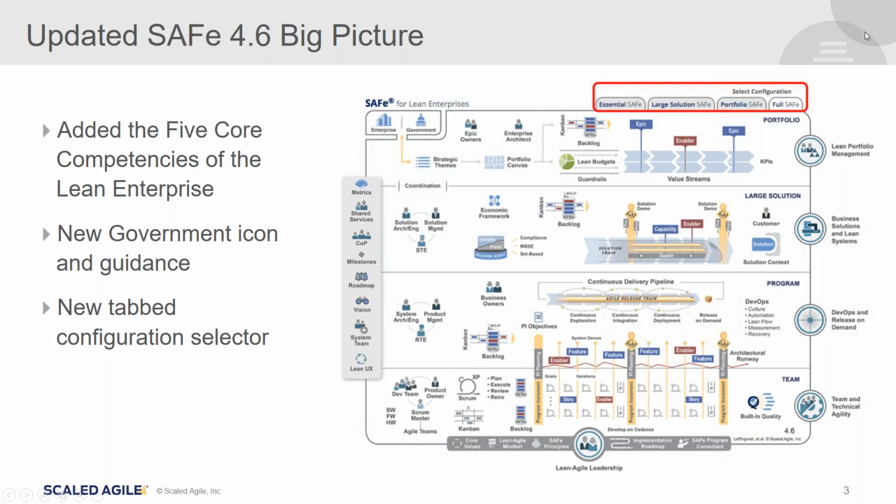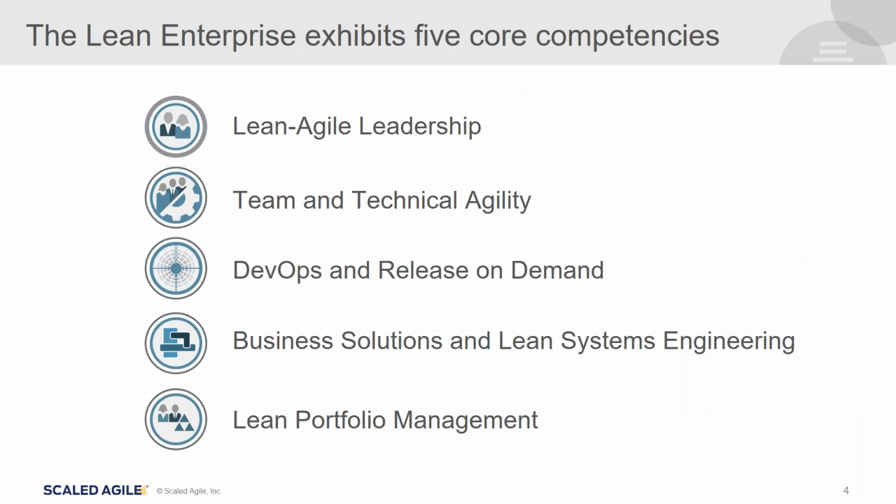There's also a new government icon. Many of our government customers are going to the SAFe model, or the Scaled Agile Framework model. This government tab gives you a little more information about that and the types of guidance you can have if you're a governmental organization looking to scale using SAFe. So these are the 5 core competencies, and we're going to walk through a few examples of how VersionOne supports these in a moment.